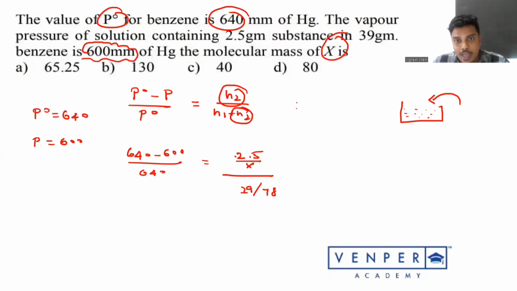Why did I remove this one? N2 compared to N1 plus N2: N1 is the higher value, therefore N2 can be negligible. Therefore, what is N1? It is the solvent, right? Which is the solvent, 34 gram of what? Benzene. Benzene molecular mass is 78, given mass 39. Now if you solve this problem, what is the X value?